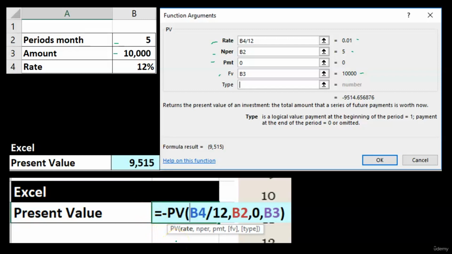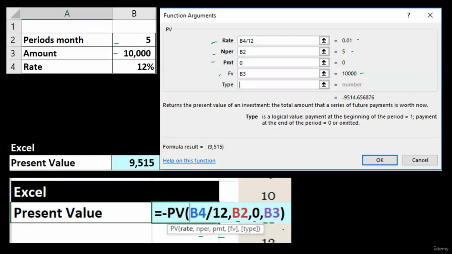Now we can also type that out, of course, within Excel in this format, equals negative PV. And I put a negative in front of the PV in order to flip the sign, just to make it a positive resulting number. And that'll give us the rate. So the rate is B4, and then we'll divide that by 12, comma, the next argument, the number of periods, B2. So within B2, 5 periods, comma, and then we'll have the payment, which is 0. There is no payment here. And then comma, and finally, we have B3, which is going to be the future value.